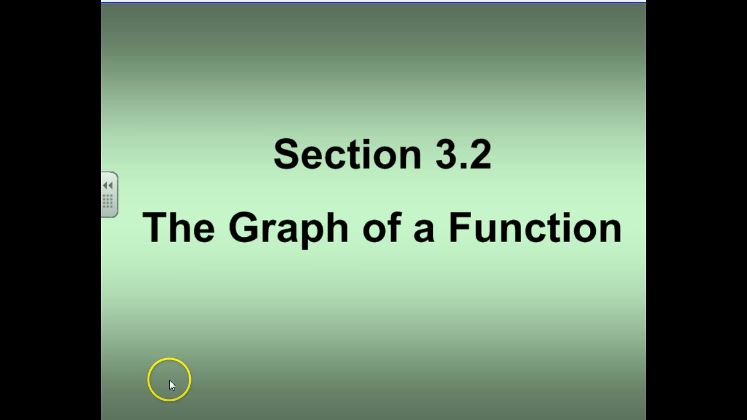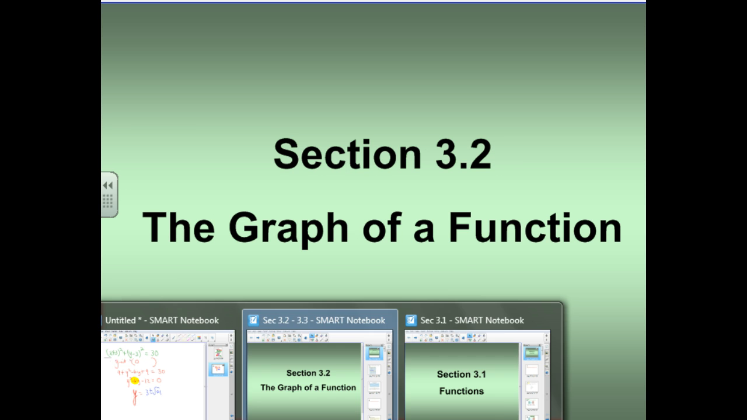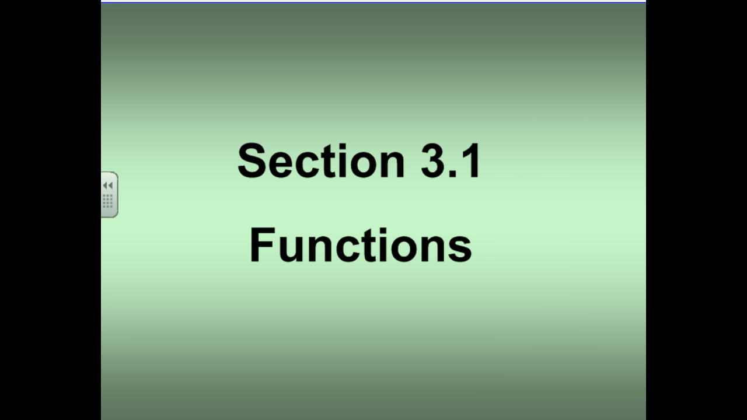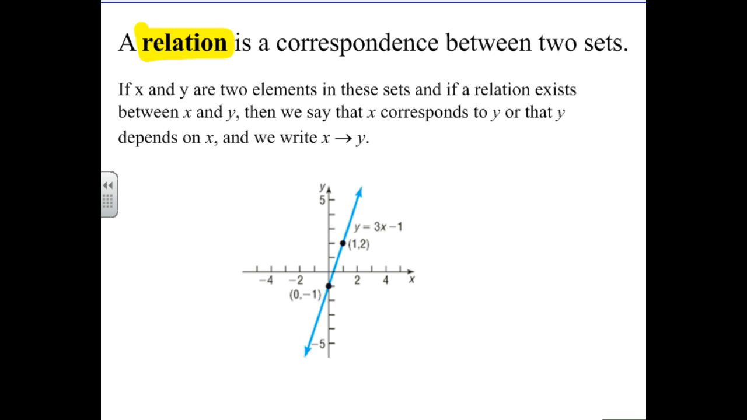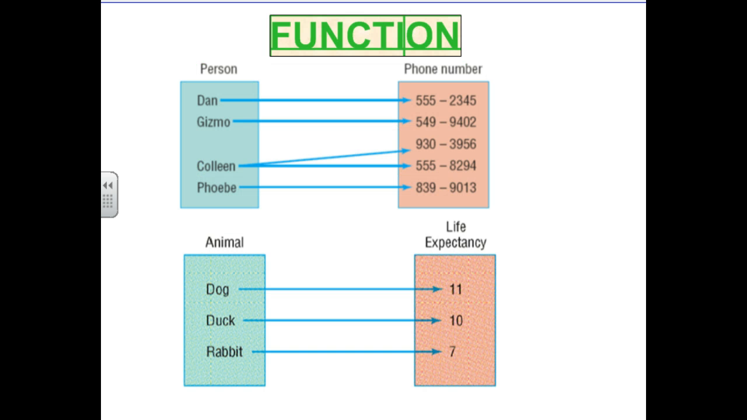Before we talk about graphs of functions, I wanted to back up and talk to you about section 3.1 when we talked about what makes a function. A relation is a set of ordered pairs, but a function is defined so that every x value has only one y value.